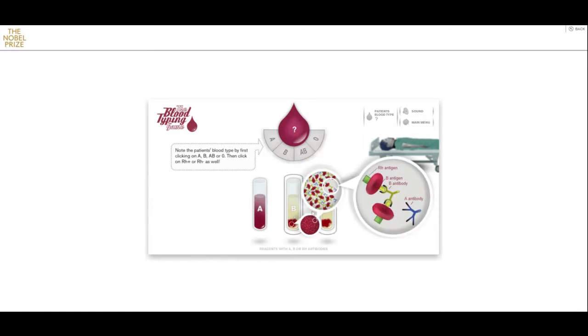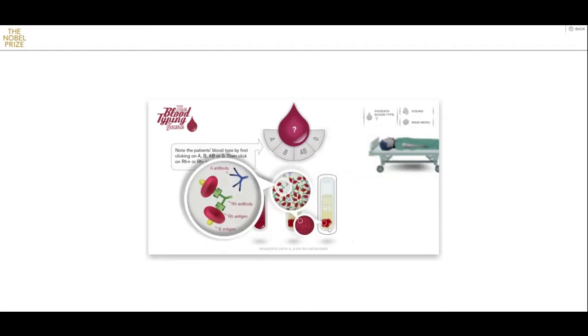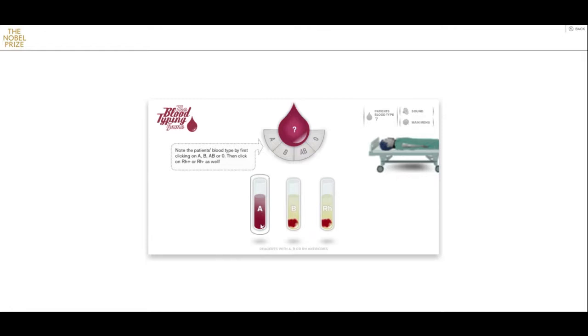We mix the blood with anti-B antibodies, and lo and behold, they find B antigen, and so we get clumping. So he has B antigen. Then we do the same with anti-RH antibodies. The RH antibodies find that agglutinogen D, and we get clumping. So no A antigen, but B antigen and RH antigen. So this person is B positive.